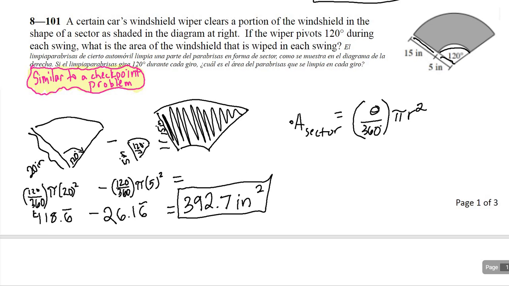So the area of just the part of the windshield that is wiped by the wipers is 392.7 inches squared.